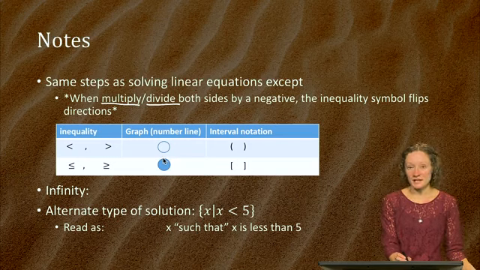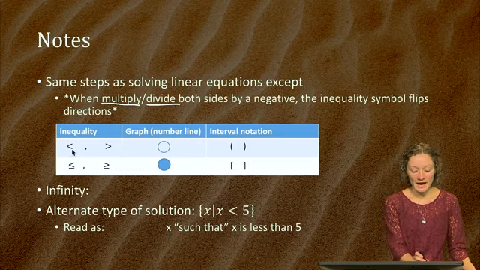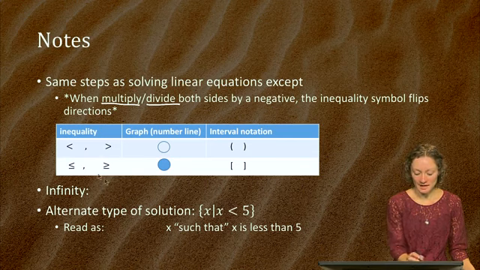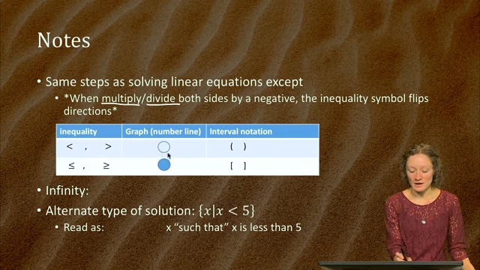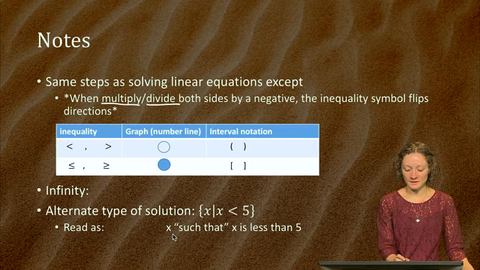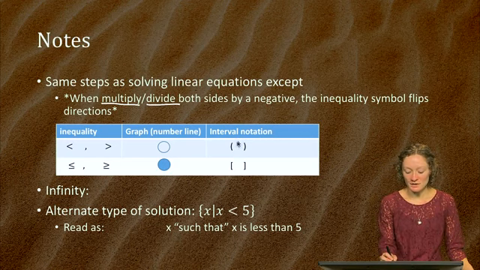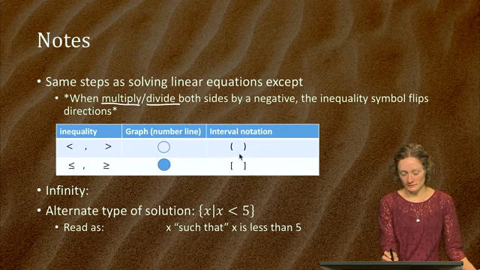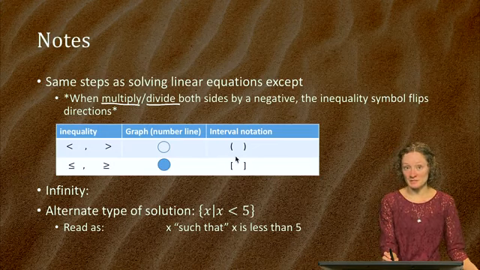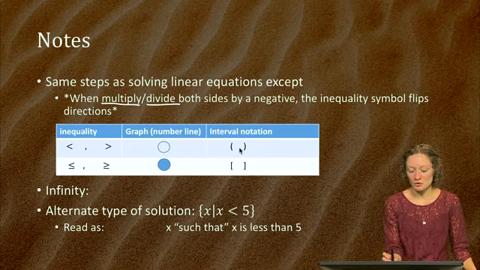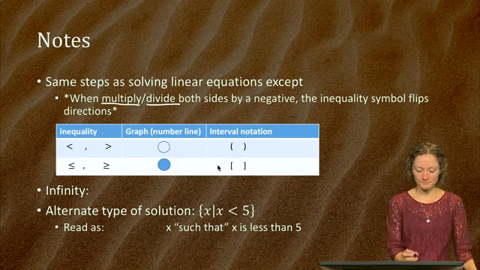When we graph these on a number line, if we have an inequality symbol that does not include an equal sign, then our number line will have an open circle, and our interval notation will use parentheses. It's not necessarily the case that all of it would be parentheses. It could just be that part of it is, but an open circle goes with parentheses.